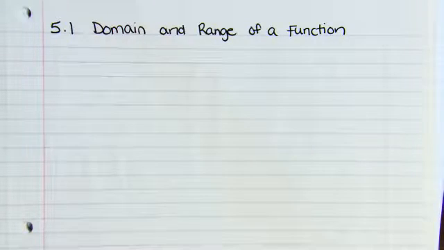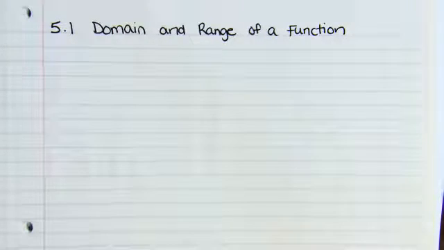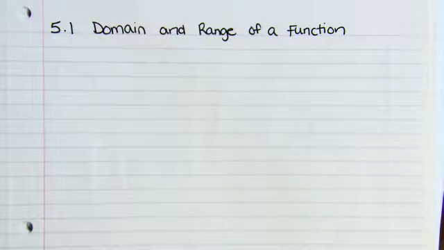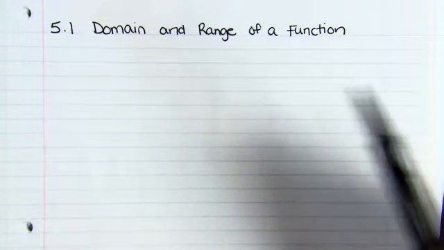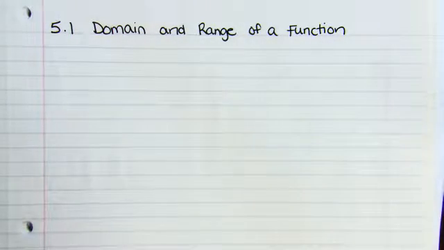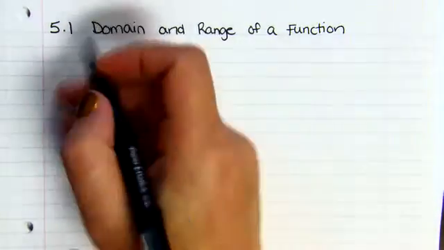In Chapter 5, we're moving on to something that is a little bit different than what you've done before, but it turns out it's really related to the linear equations we've been working with. So we're starting off with talking about the domain and range of a function. So a couple of things that you need to know.